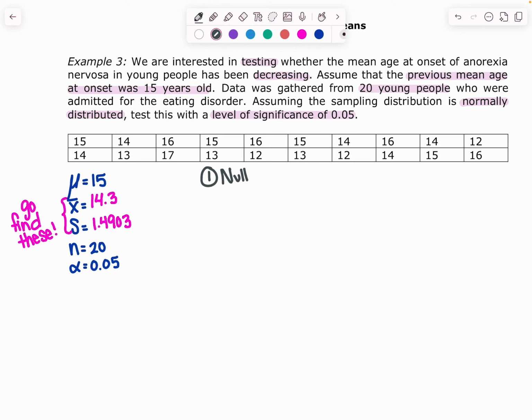So now that I have those, I'm going to go ahead and write out my null and alternative, which I could have done before I found those. So H0 and HA. The previous mean was equal to 15. And we want to see if the mean is decreasing, so going down from 15.